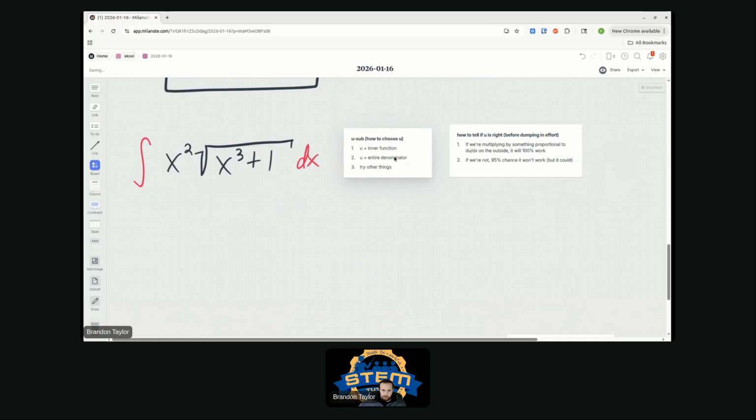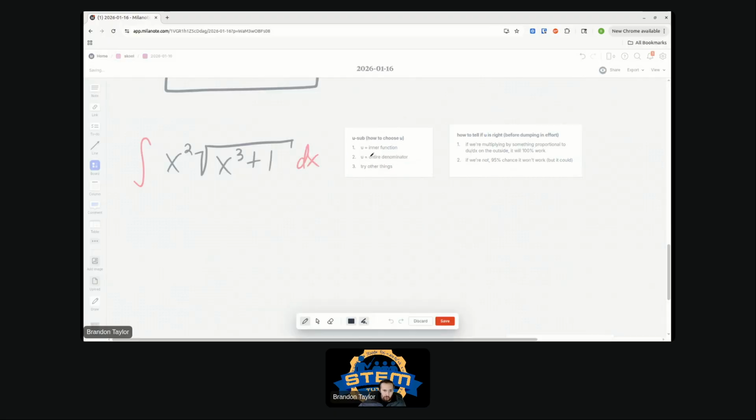So here, let's use the rules again. So what should u equal? U should be the inner function. Is there any function here that's clearly inside of another? Yes, actually. X cubed plus 1 makes sense to call u because it's inside of another function, the square root of x. So that's u.